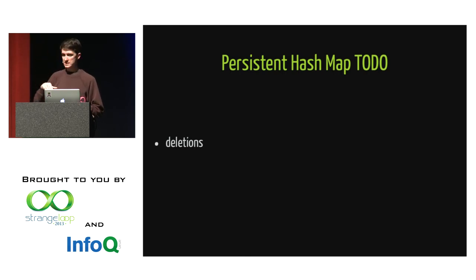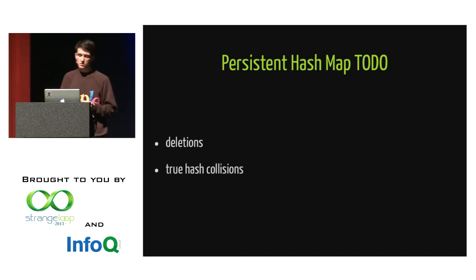Which means that if you delete something, you can't just remove it entirely, because then when you go back and there's nothing there, you say, oh, this key isn't there, so I'm just going to give up. With the persistent variant, we never actually do this jumping around, so you can just delete things, and it's pretty trivial. You also do need to handle true hash collisions, so this is the case where two different values actually do hash to the exact same thing.